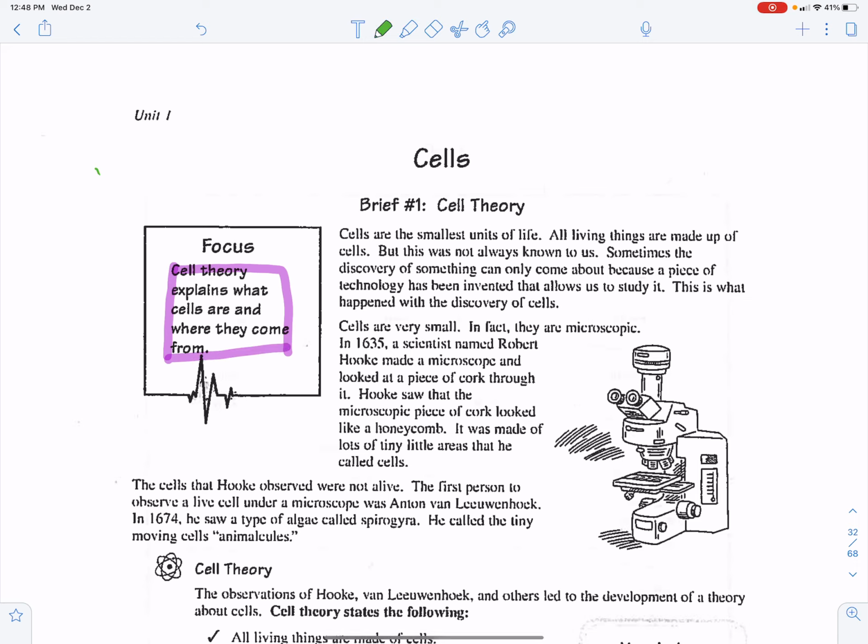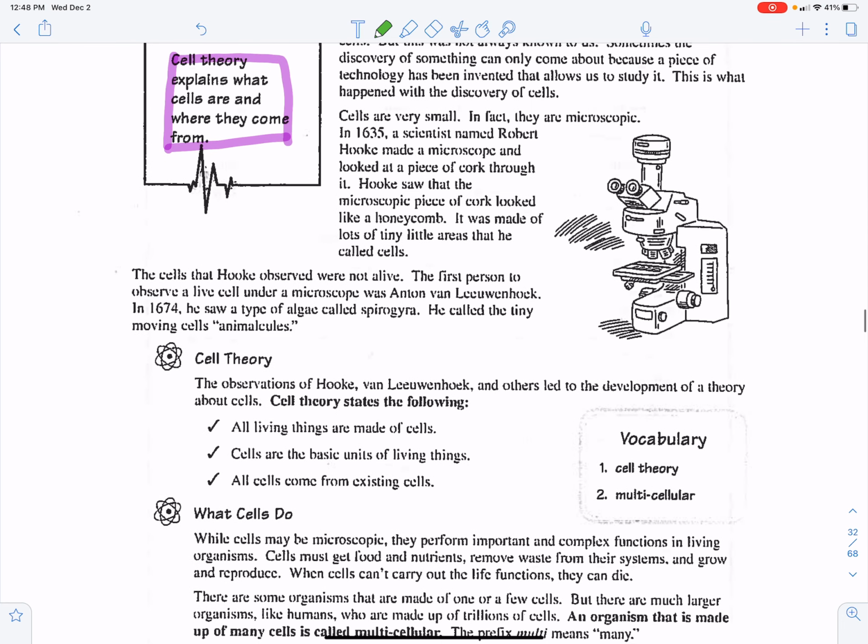It's kind of like the chicken and the egg, if you've ever heard that expression. What came first, the chicken or the egg? Well, it's hard to say, but we know that eggs come from chickens, and from the egg comes chickens. So it's hard to determine what came first, the cell or the cell. Anyway, so there's this idea of the cell theory.